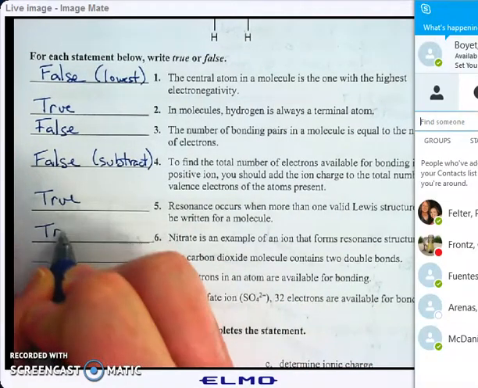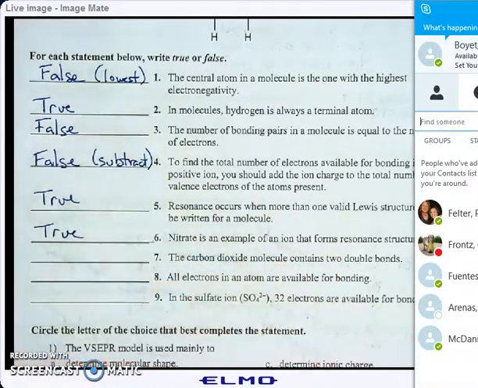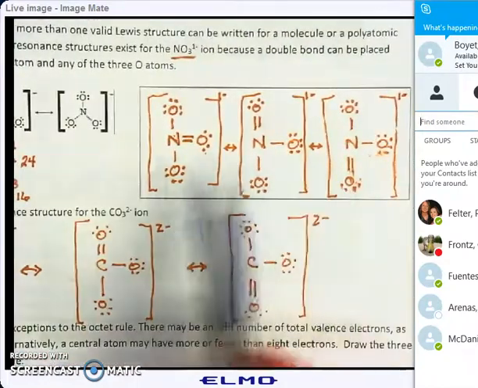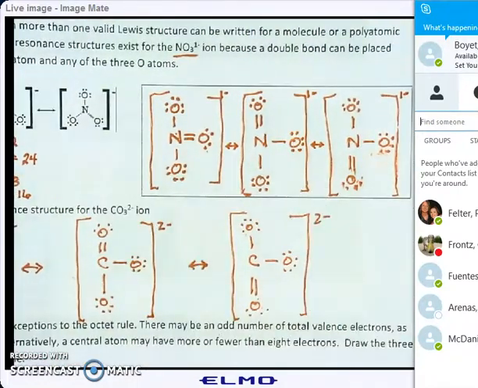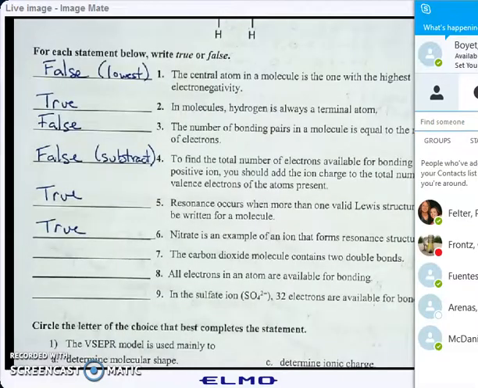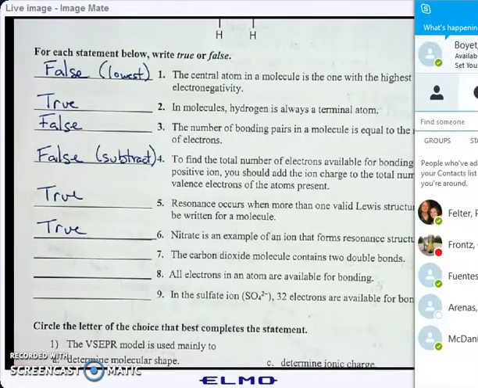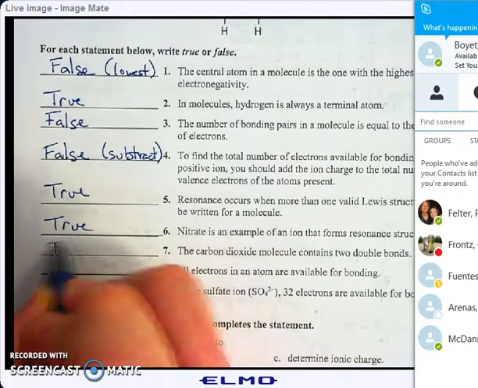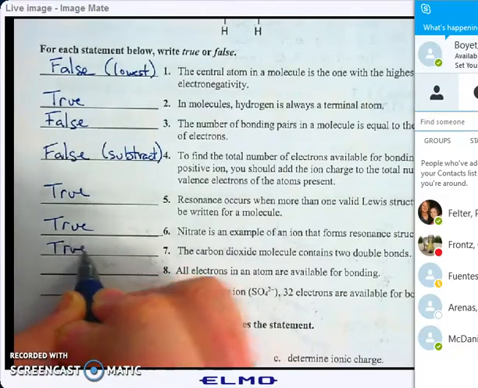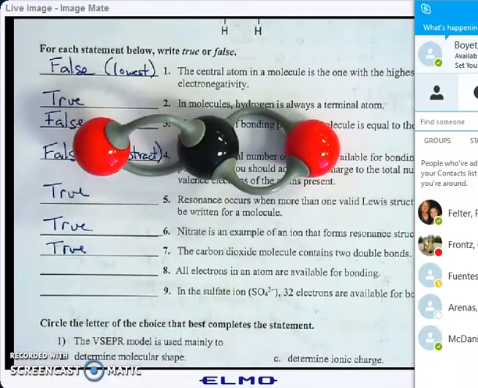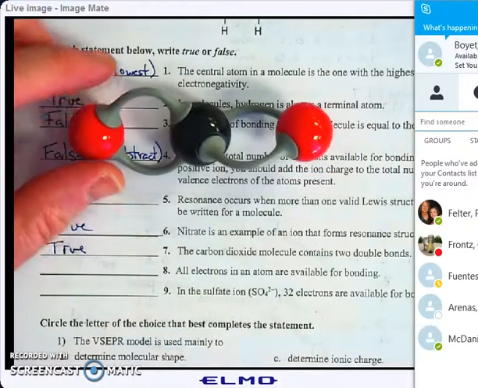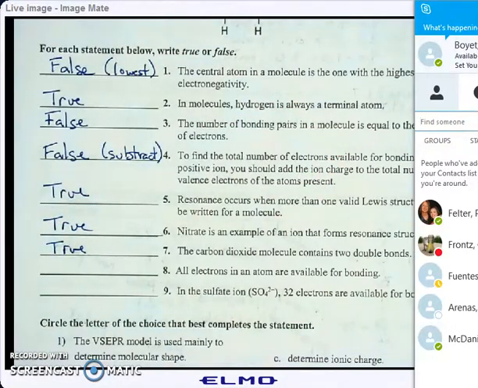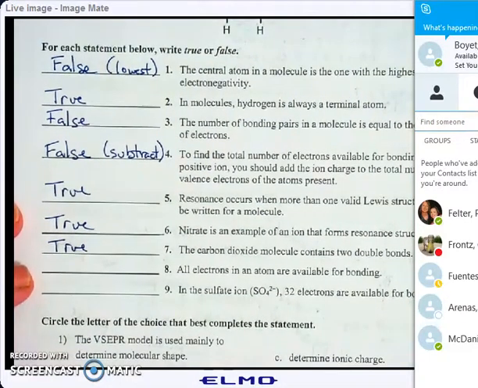It also is true. And if you just noticed, this is the nitrate ion. This is the one we were talking about. Okay, it was in your unit packet. Number 7. True. This is carbon dioxide right there. It's got 2 pairs, or 2 double bonds. Number 8.